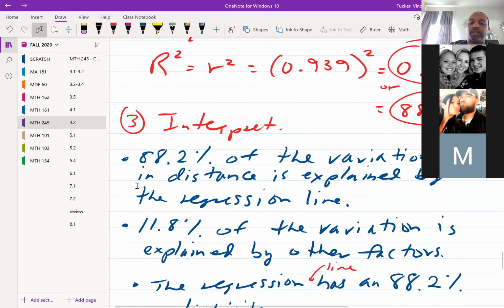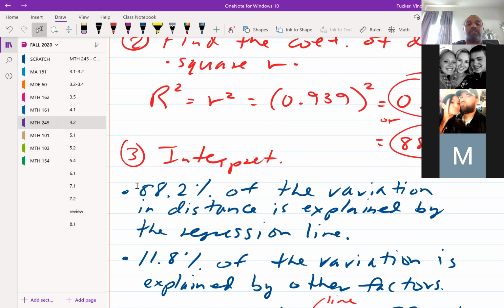So 88.2% of the variation in the distance is explained by the regression line, or basically it's talking about the strength of their relationship. 88.2% is 88% reliable or 88% linearly related. And then 11.8%, you're subtracting that from 100, would be the other part, explained by other factors.